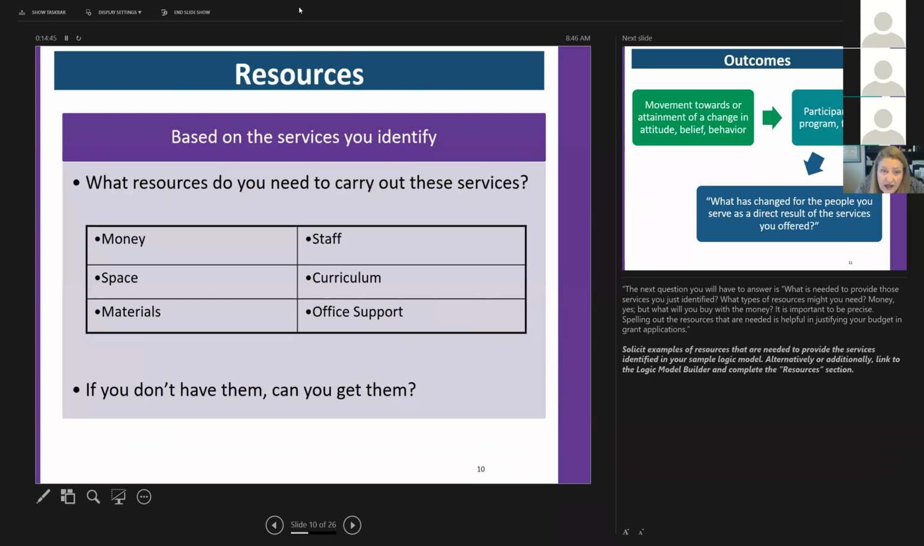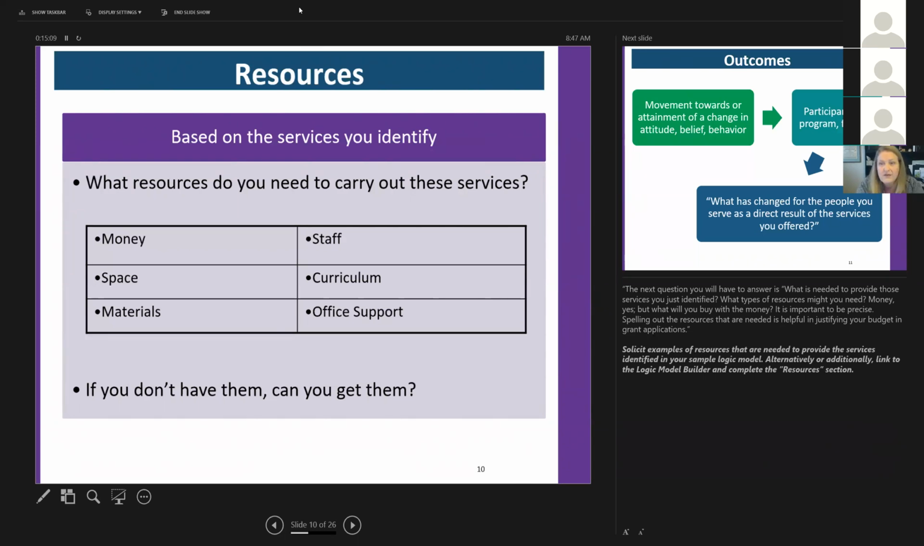If you don't have it, can you get it? Is there a church? Is there another organization within the community where you might be able to access that space on a regular basis that would allow you to go ahead and offer that? So really, beginning to think, if we don't have it in-house, can we get it? And what might that look like? And what do we need to have to make that happen?